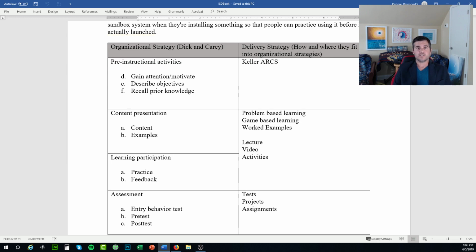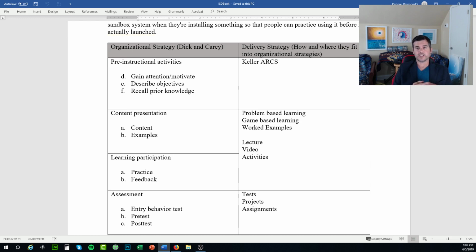Delivery strategies are typically what people think of when I say the word instructional strategies. So usually when I ask someone what is an instructional strategy, they're going to give me some delivery strategies and say lecture is an instructional strategy or videos are an instructional strategy. They are, but they're a certain type of instructional strategy. They're delivery strategies.